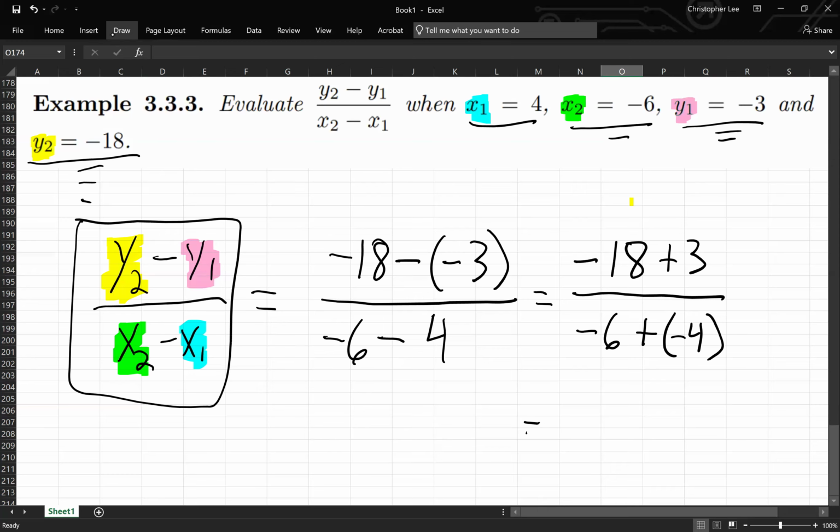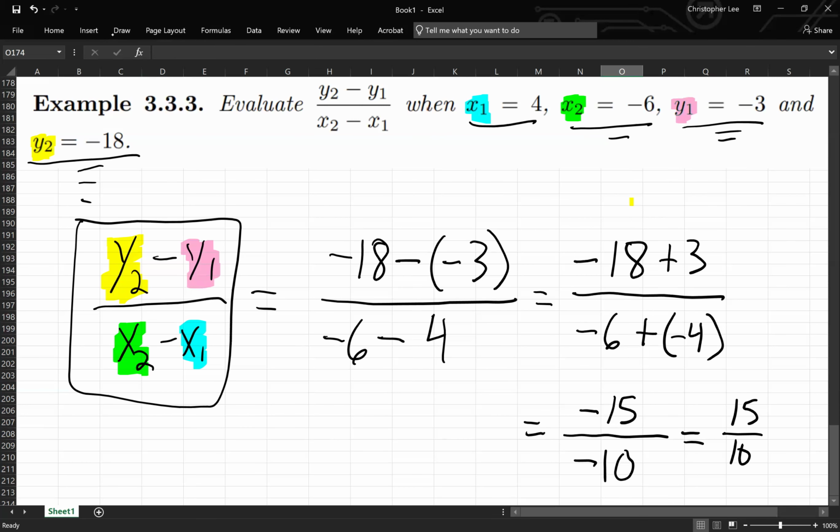What's -18 plus 3? 15? Close. Give me a better answer. -15. So what's -6 plus -4? Negative 10, right? Because you owe me $6, and then now you owe me four more, so now it's negative 10. Now a negative divided by a negative is a positive. So now I have 15 over 10.